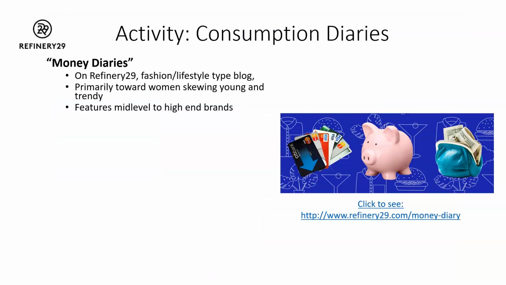Here's an activity to look at different ways people can record or reflect on their spending. Refinery 29 is a women's fashion/lifestyle type blog. They have a column called Money Diaries where readers submit a week of their spending. It also exhibits a selection effect when it comes to research like this, so you can see how this column won't be fully representative. So first, you can imagine it won't be representative because the readership of the site skews young and trendy. You're more likely to see minimum to mid-level to high-end brand consumption.